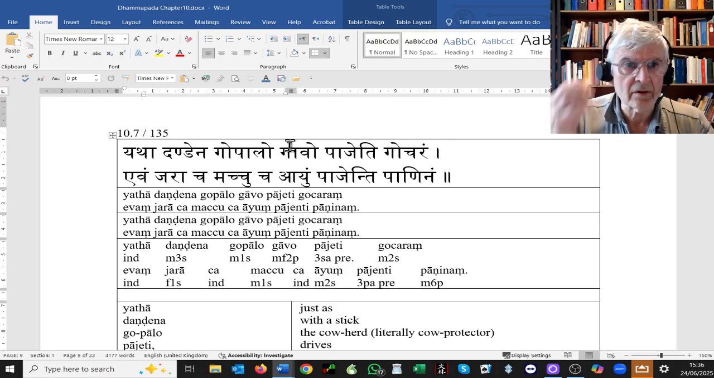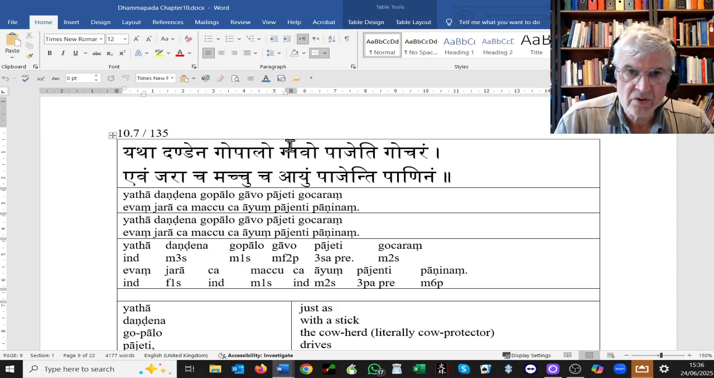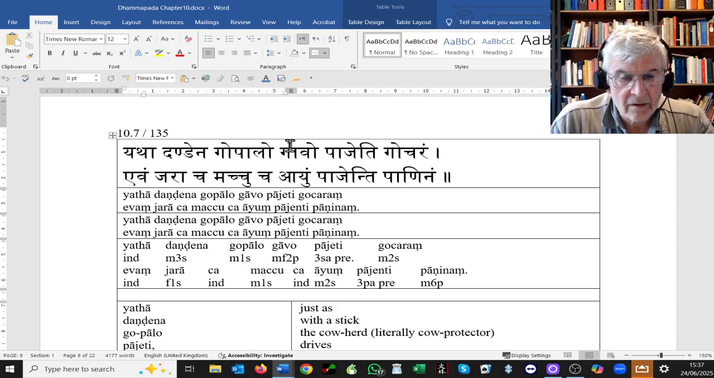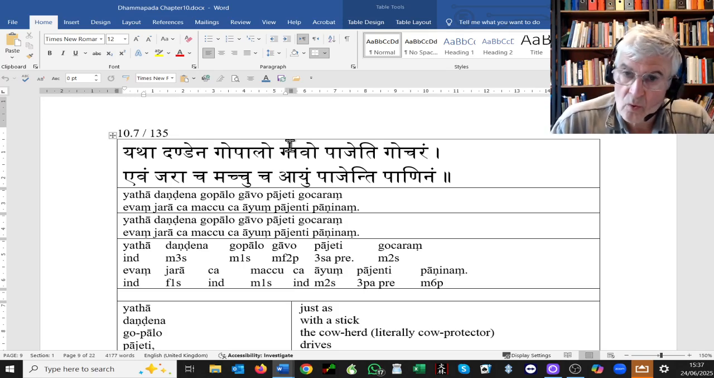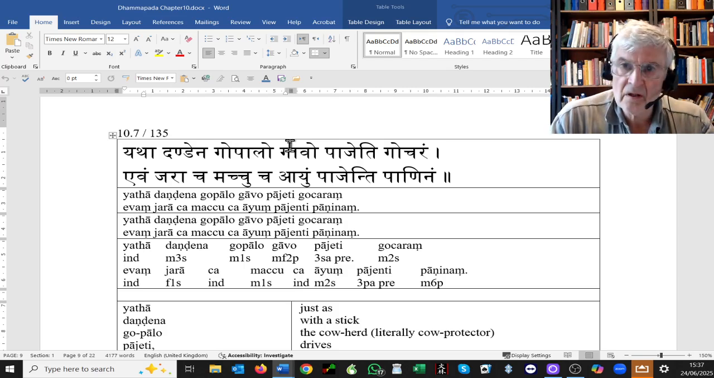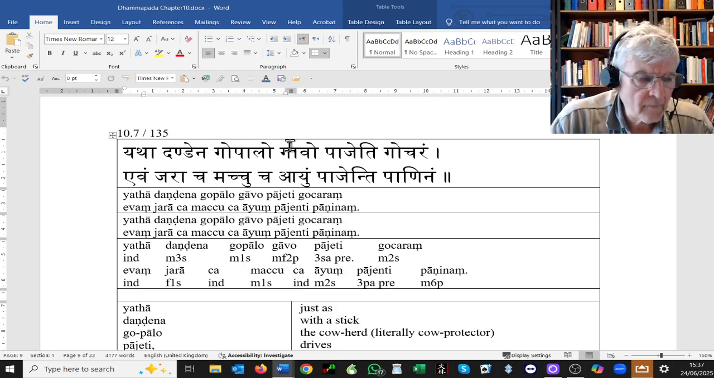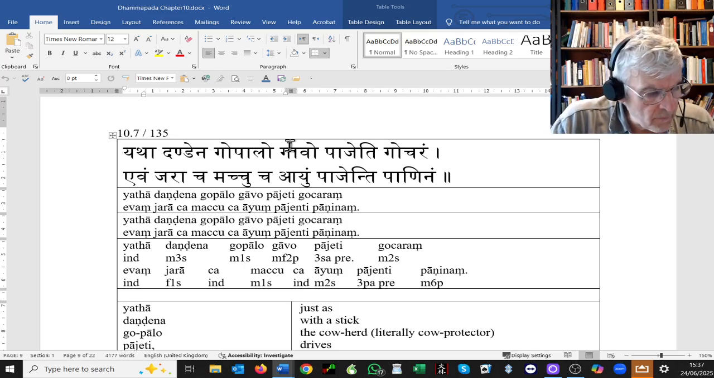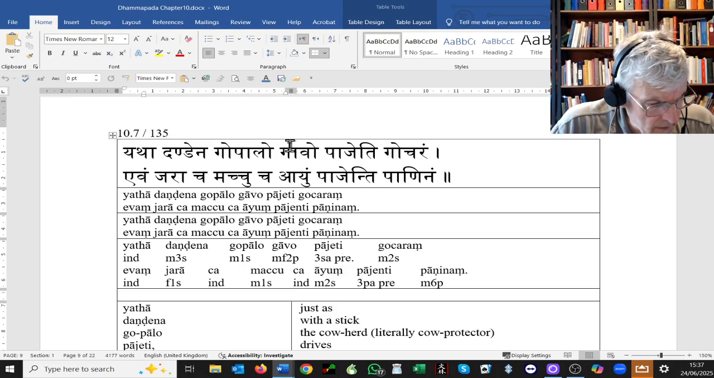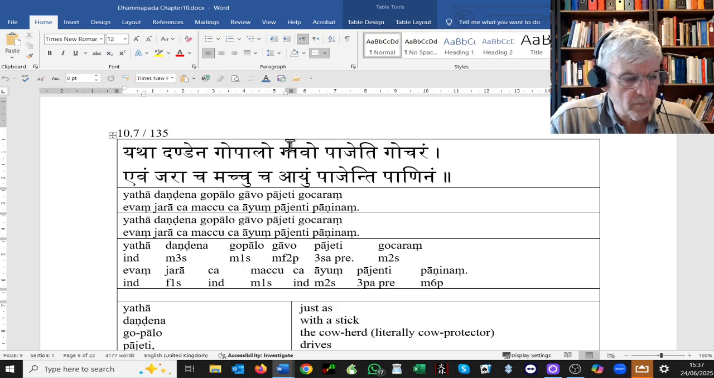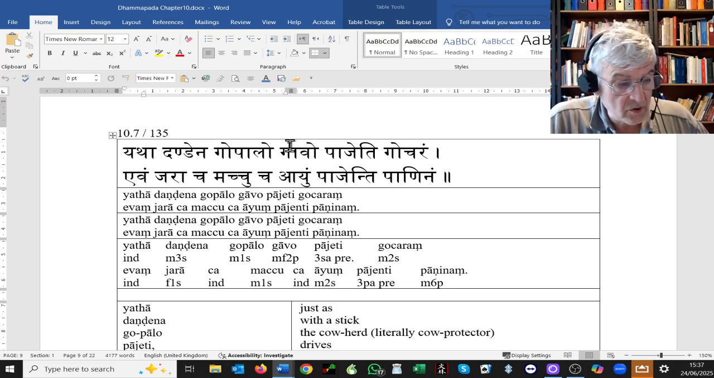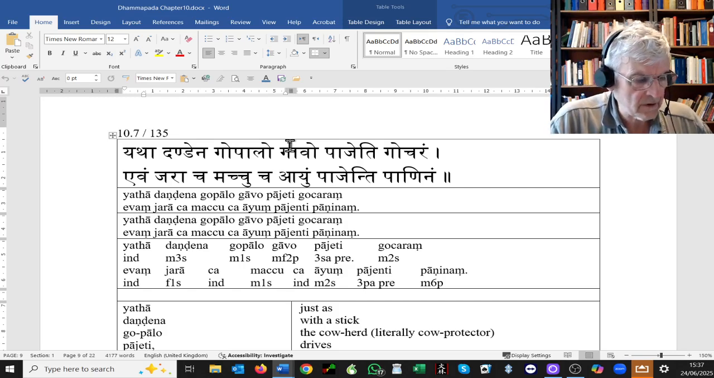So just as the cowherd with a stick, or uses a stick, pajeti, gavo pajeti gocharam. Pajeti means he leads or drives on. Gavo, the cows, singular is go, directly cognate with our English word cow, and it makes the plural gavo. You'll find the declension of this word in Sanskrit form at Macdonell 102 and in Perniola at paragraph 28. I've mentioned this in the notes.